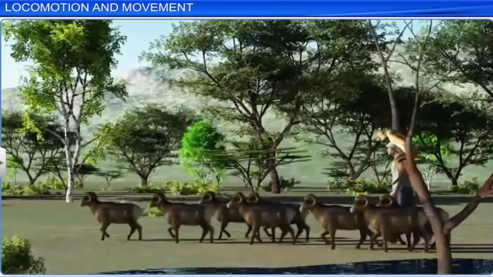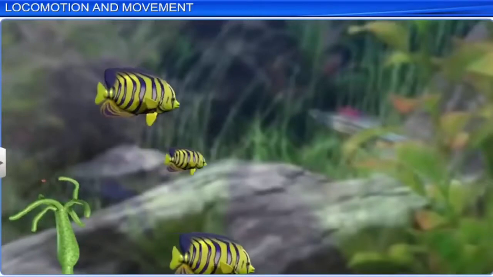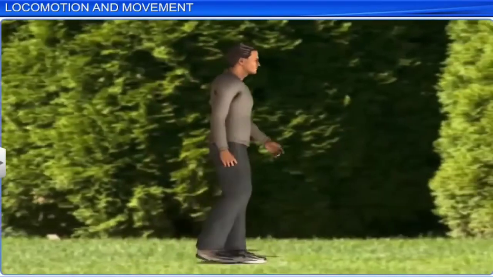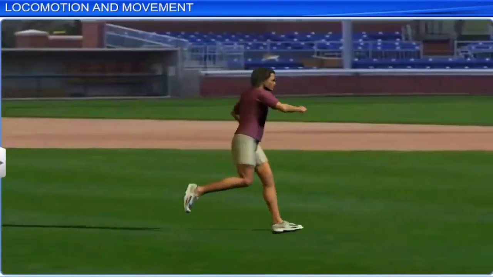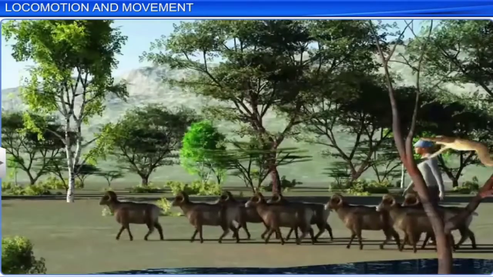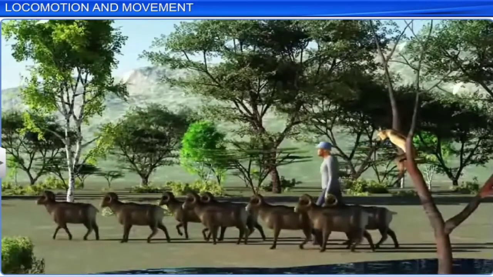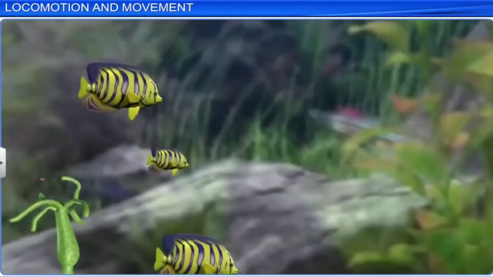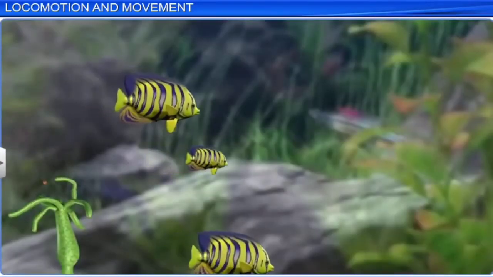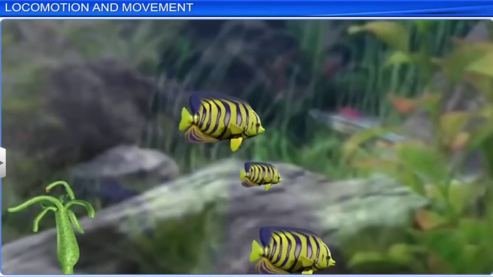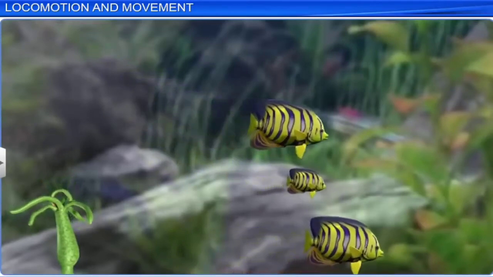The different types of locomotory movements are swimming, walking, running, climbing, and flying. Moreover, in some animals, the structures used for locomotion also help in other movements.